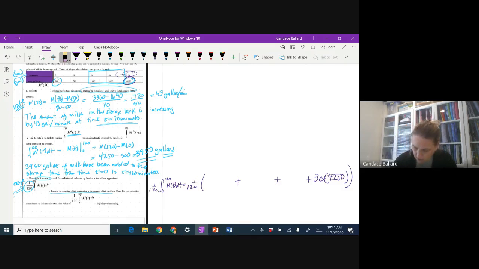My machine has been doing crazy things today. 4250. Okay, and then the next distance in between looks like 40. And the height is 3360. And the next distance in between is 30. And the height is 1640. And the last distance in between is 20. And the height is 780.